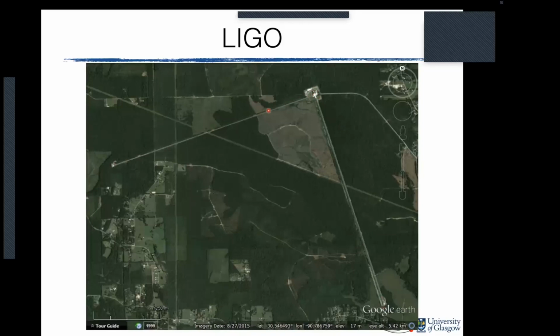Down this line, I should say, they are evacuated tubes. So it's basically a large vacuum chamber that's 4 kilometers in this direction and 4 kilometers in this direction. And that's basically the principle. You have the stretching and the squeezing of one of these arms, and then we see a change in interference at the detector, and we convert that to the observed gravitational wave signal.